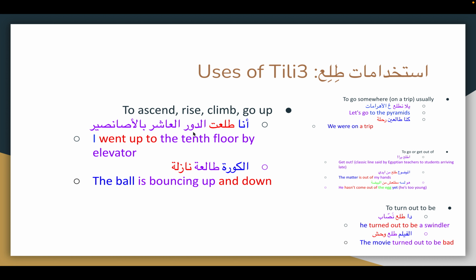الدور العاشر is the 10th floor. دور is floor. عاشر is 10th. بالأسانسير is by way of the elevator. أسانسير. There is a more Arab Fusha word for elevator, but in Egypt, ascenseur, which comes from French, is more commonly used.